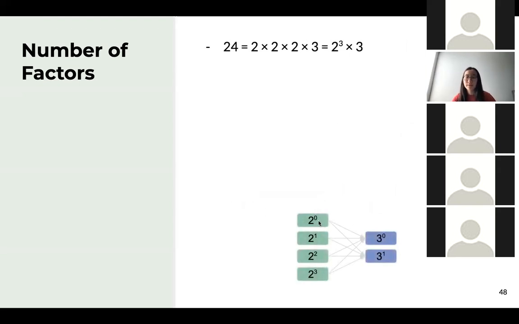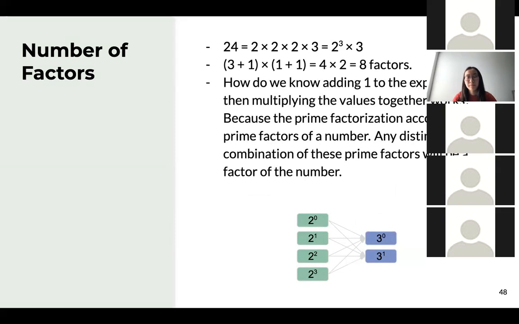So you can see basically we have a line from 2 to the 0th to 3 to the 0th, 2 to the 0th to 3 to the 1st, all of those lines. And that goes into how many factors. There are 8 lines total. But then we noticed another pattern.